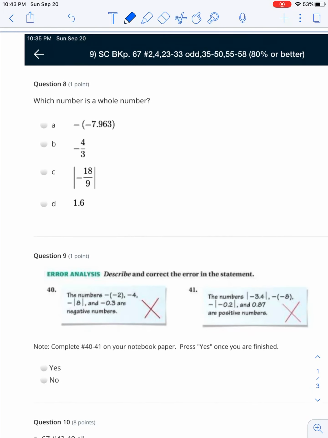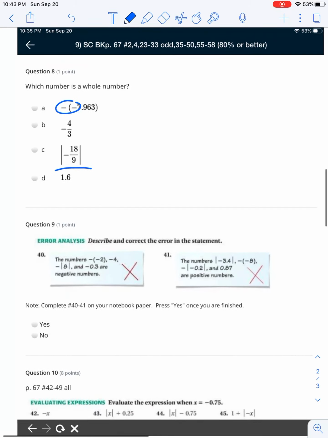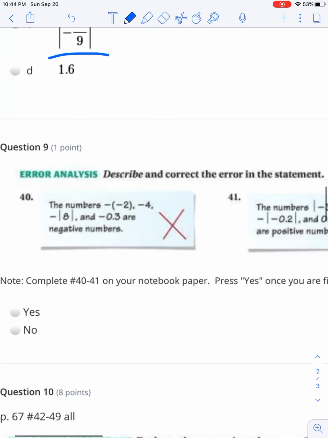Some of these will simplify, like when you have two negatives, remember they cancel out to make a positive. This one's the absolute value. You may have to simplify that a little bit as well, the 18 over 9. So each of them is just a little different, but try to simplify them as much as you can and then determine which one is the whole number. Okay. Error analysis ones are kind of similar to that too.